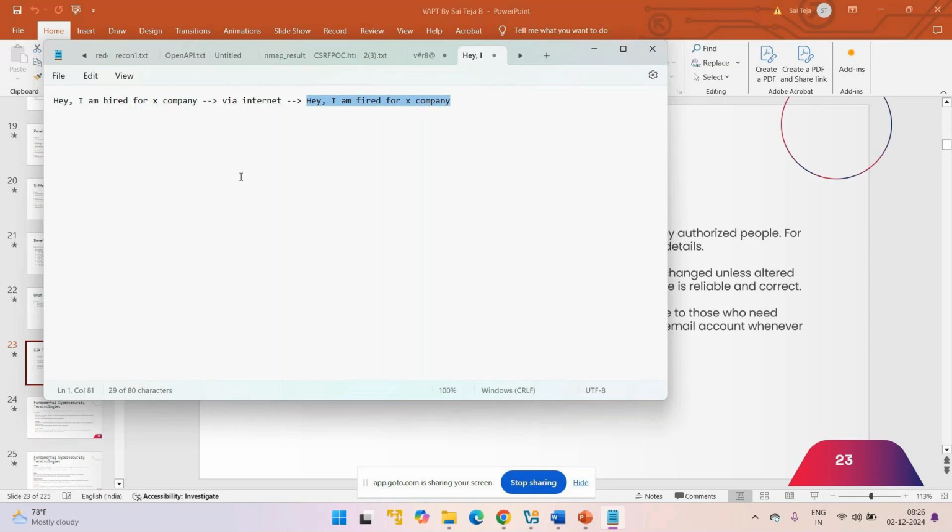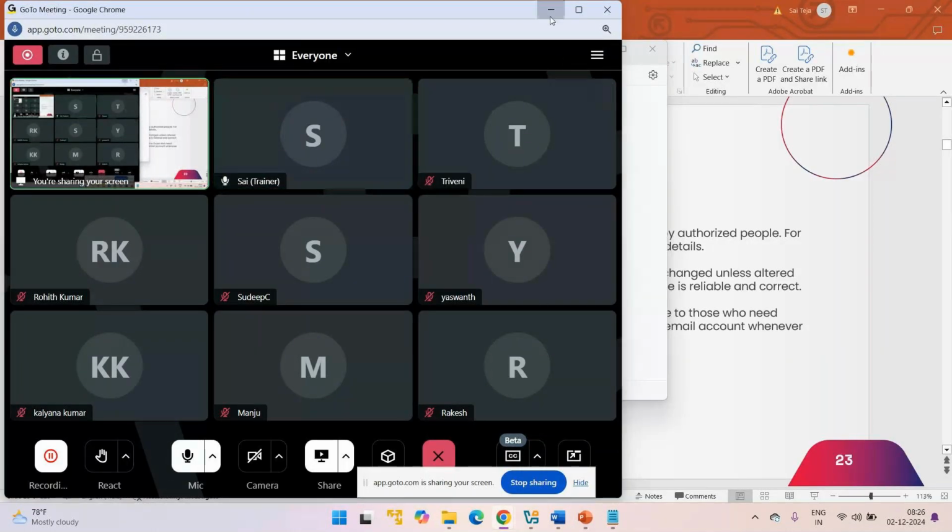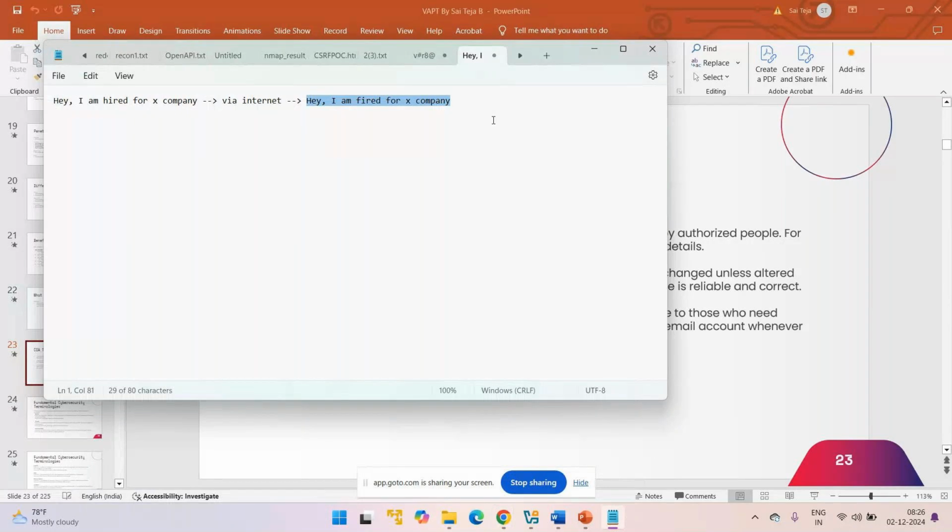This is one of the examples, guys, I can give for integrity. Except you or authorized persons, no one should have access to modify any confidential information. Got it? So simply what I have done is replaced hired with fired. It is modified now, right?